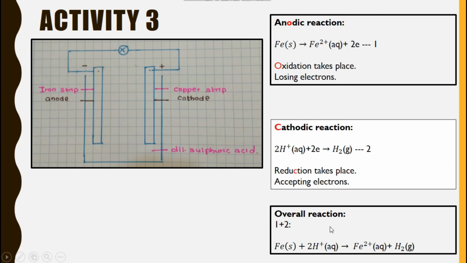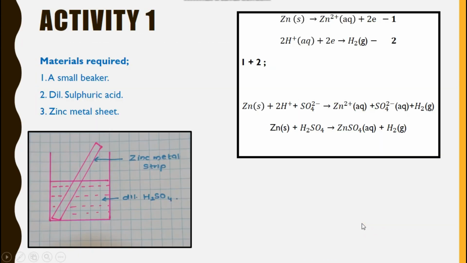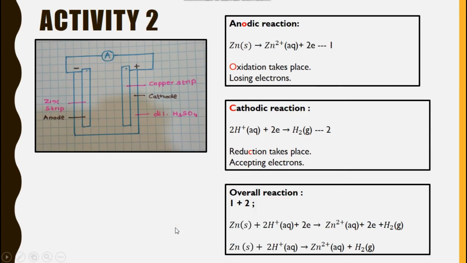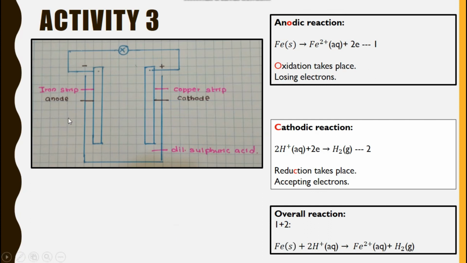Let's go and see in the activity series. Iron and copper: iron is on top and copper is down. So iron is the most reactive element. This iron will start to lose the electrons. Losing electrons means oxidation is taking place. That means it becomes the anode. So the iron becomes the anode here. Then there should be someone to accept the electrons, so automatically the other electrode will become the cathode. That means reduction is taking place there.